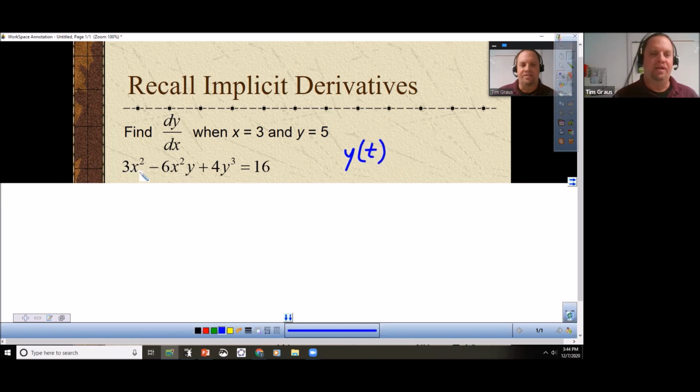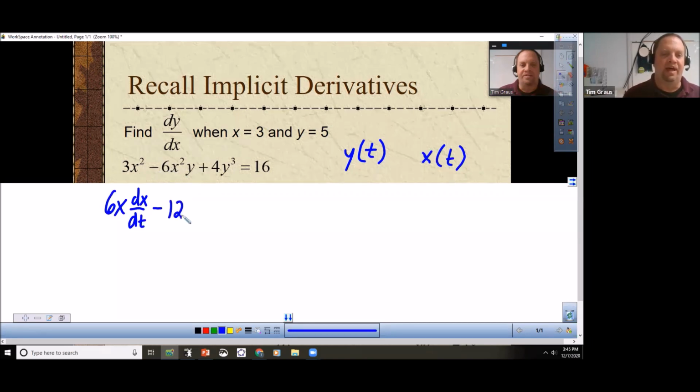And what if we said that x was also an implied function, but x was also some function of a third variable, t? Now when I do the derivative of 3x squared, I'll need to do the chain rule. I'll say that its derivative is 6x times the derivative of the function x, which is dx/dt. And again, I'll have to do a product rule here. The derivative of minus 6x squared will be minus 12x times the derivative of x with respect to t. Multiply that times the function y.